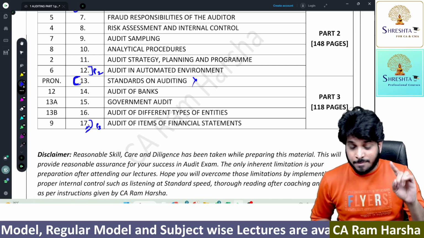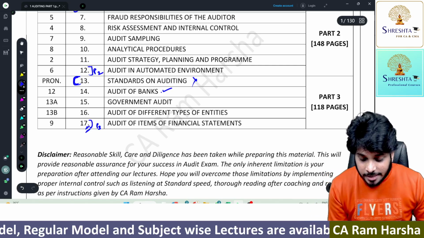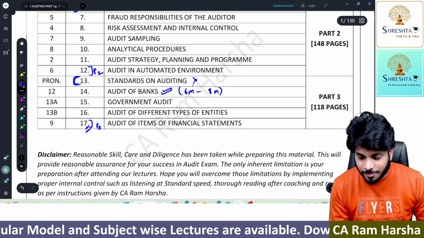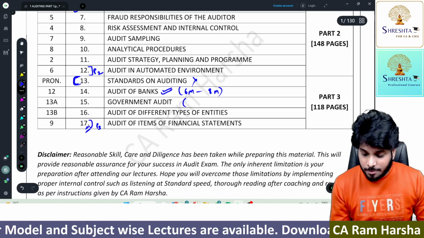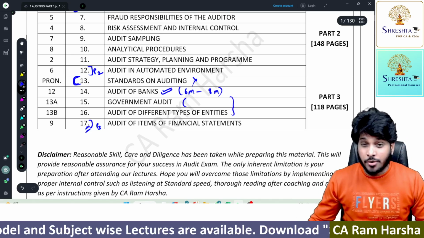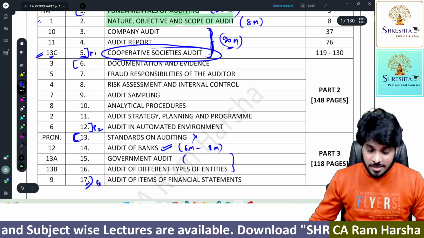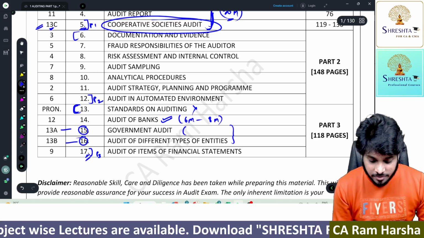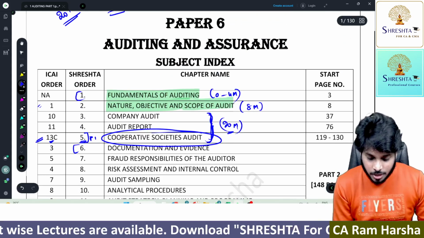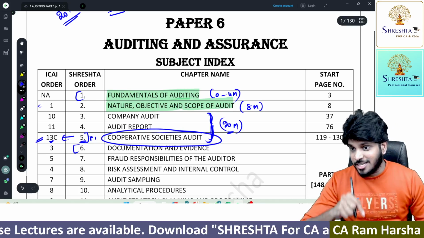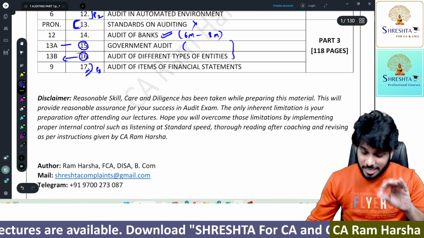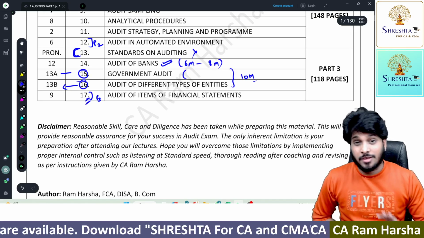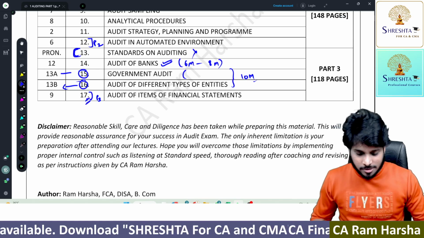After finishing part 1, straight away come to audit of banks, which has a weightage of 6 to 8 marks. Then go for government audit and different types of entities. Government audit is 13A. Audit of different types of entities is 13B. Cooperative societies is actually 13C. Getting it? These 3 chapters put together, the weightage is approximately 10 marks.